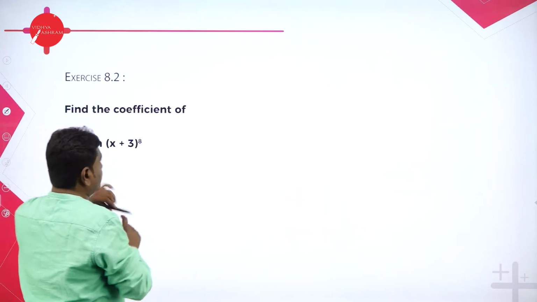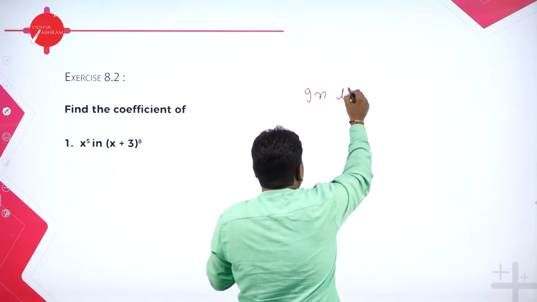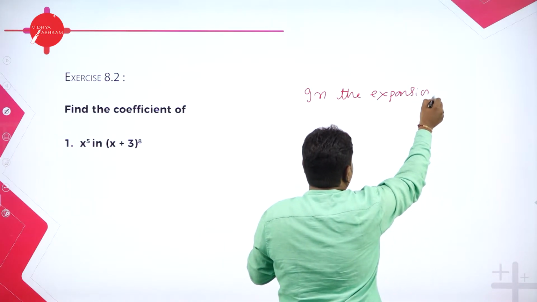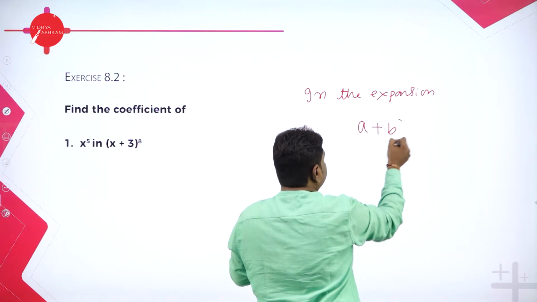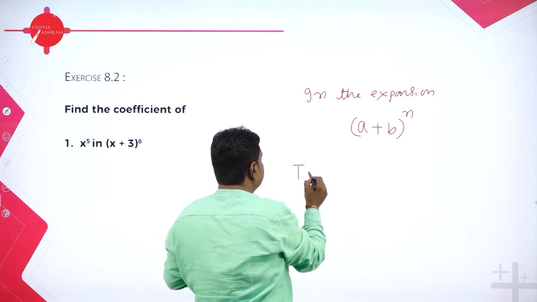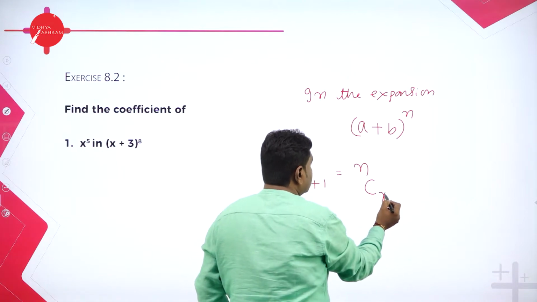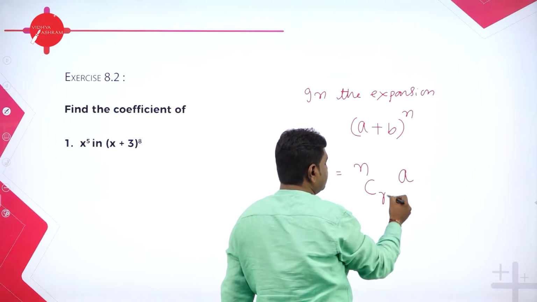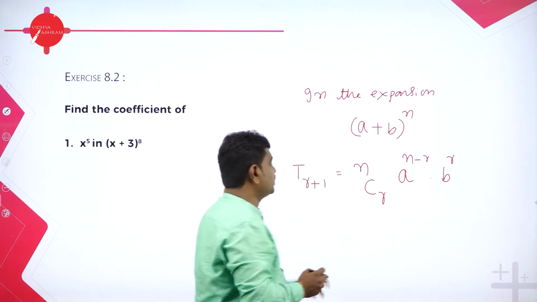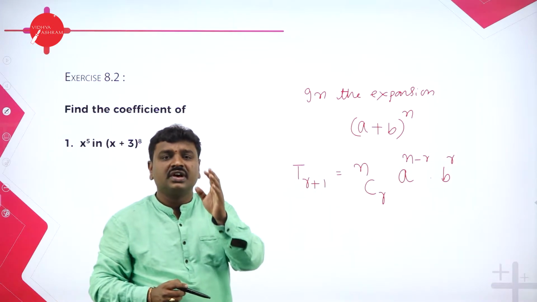Or if you are not comfortable, you can also say, otherwise, in the expansion a plus b power n, the T(r+1)th term. T(r+1) is equal to nCr, first term a power difference of these two, n minus r, into b power r. What is the general term formula? T(r+1) is nCr a power n minus r b power r. We call this the general term.